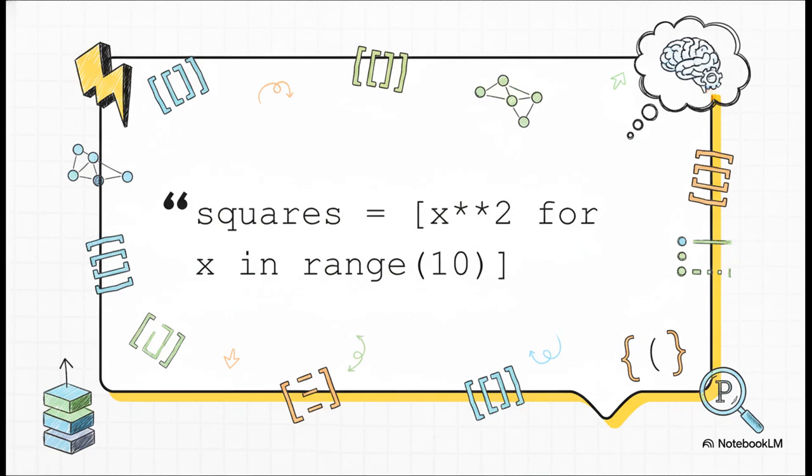Now, compare that to the Pythonic way, a list comprehension. It does the exact same thing, but in a single, expressive, and really readable line. You can literally just read it out loud. Squares equals x squared for each x in range 10. Now that is what elegant Python code looks like.